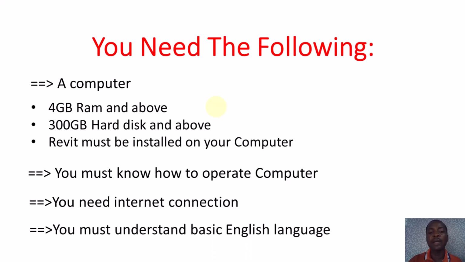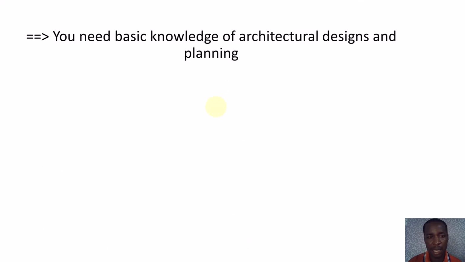And you also need to understand basic English language. The language we use to communicate here is English, so English is very important if you must learn Revit Tutorial Masterclass. And you need basic knowledge of architectural design and planning, because what we teach here is Revit Architecture, and we believe that you already know how to design. The interpretation of what you know how to design into Revit is what we teach here.